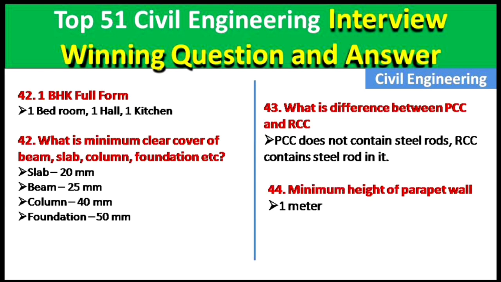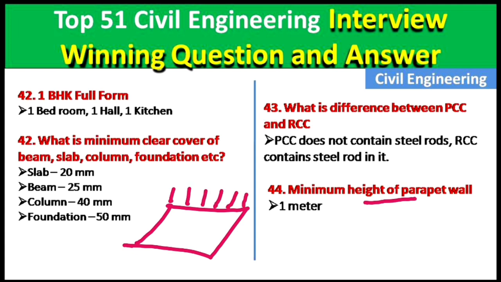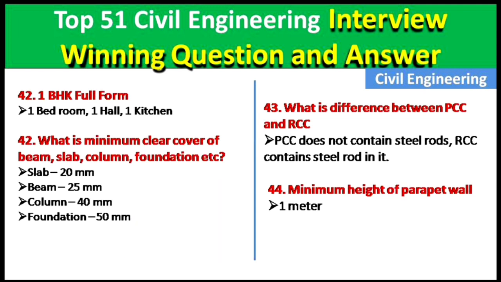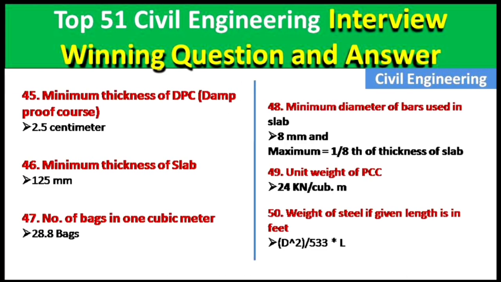1 meter. Guys, the parapet wall is constructed on the upper side of the building. You can see on the roof that the wall is constructed to protect from falling off the building. So the minimum height of the parapet wall should be how much? 1 meter. Now point number 45 is the minimum thickness of DPC.